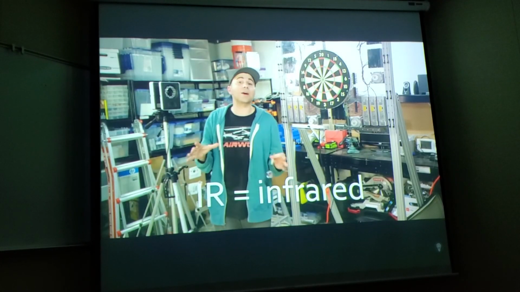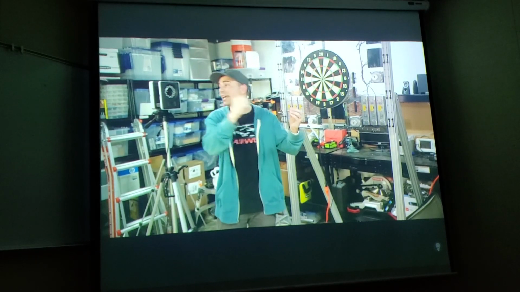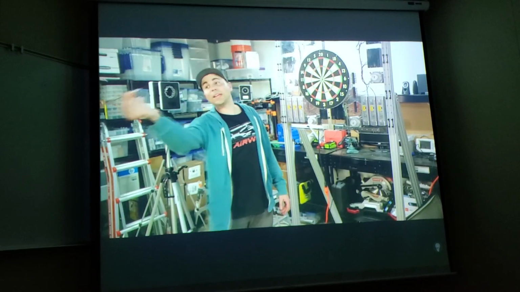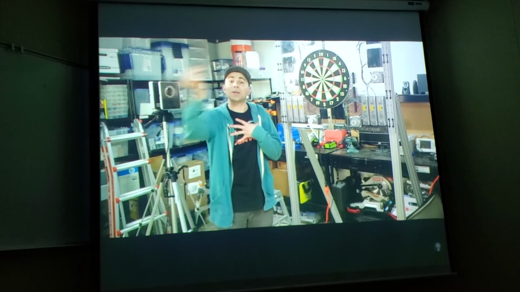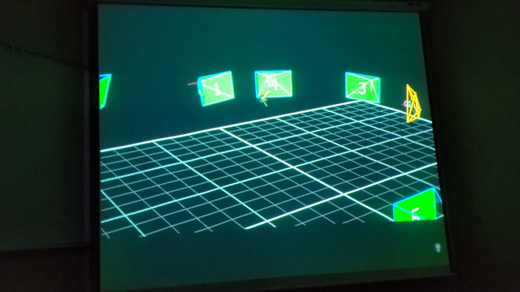So they blast out IR from all these IR LEDs, and then it hits the retroreflectors and then bounces back to the lens. So when I wave the dart around like this is what you and I see, but the motion capture system just sees a solitary dart floating around.